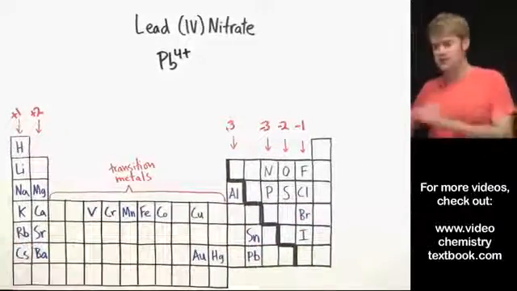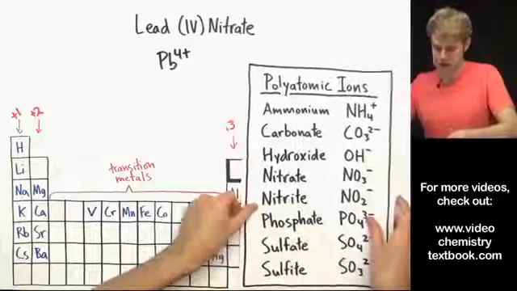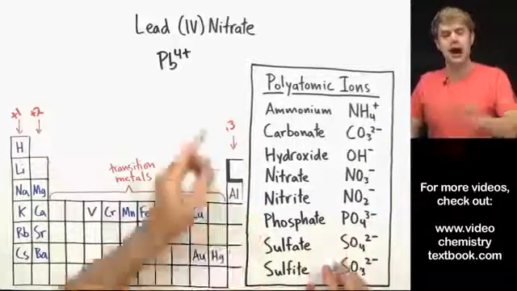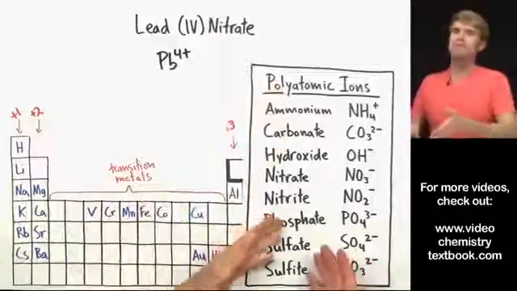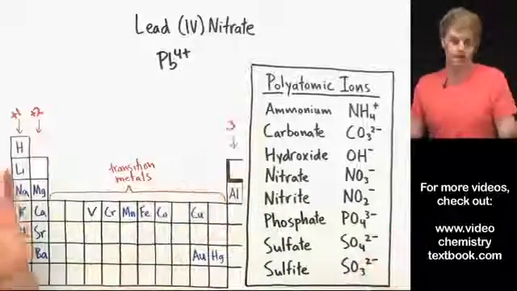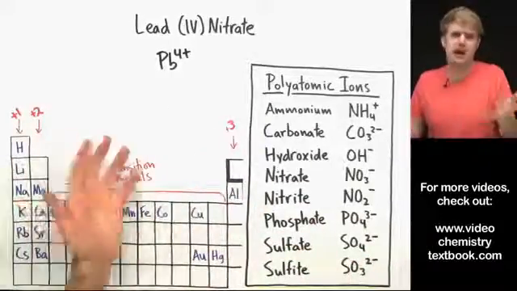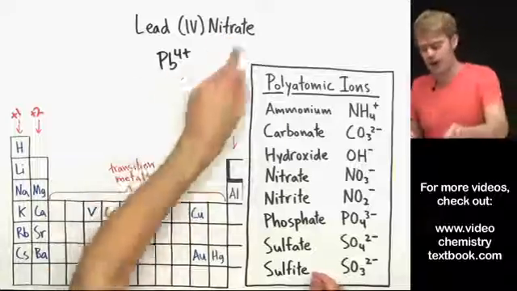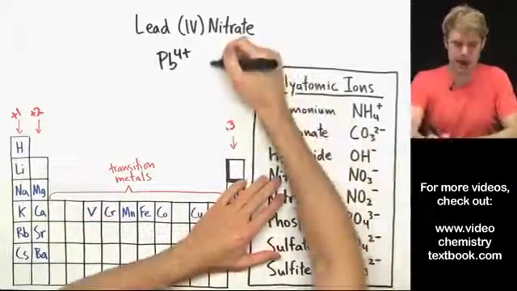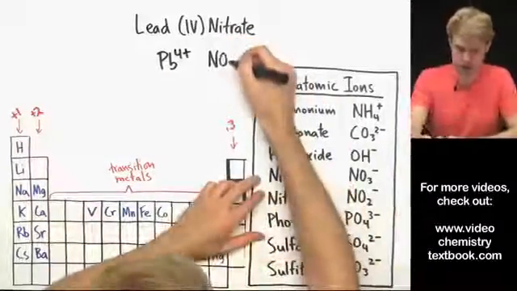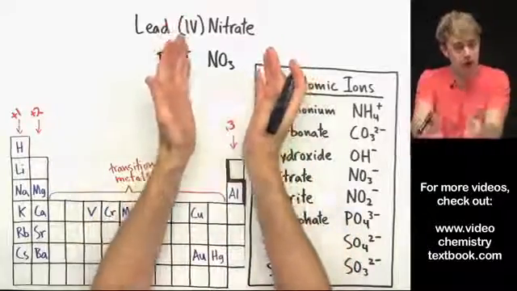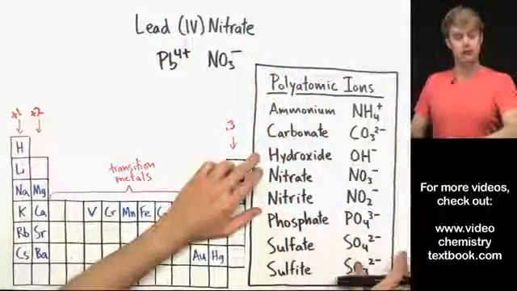So for this, we need to take a look at our list of polyatomic ions. How did I know that nitrate was a polyatomic ion? You just got to learn a list of the polyatomic ions. It's a pain, but you just kind of got to do it. Anyway, nitrate is right here, NO3, and that whole clump of atoms has a 1- charge.